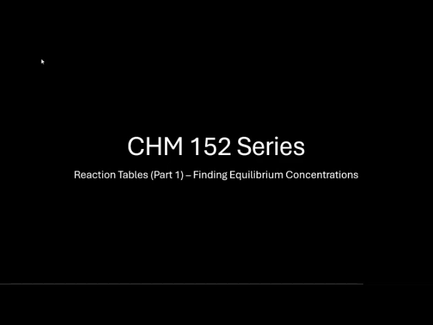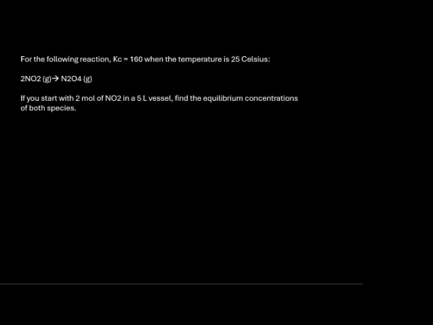In this video, we'll talk about how to construct reaction tables and how to use them to find equilibrium concentrations in a reaction. We are given the following reaction with a Kc value of 160. We have 2 NO2 yields N2O4. If we start with 2 moles of NO2 in a 5-liter vessel, find the equilibrium concentrations of both species.